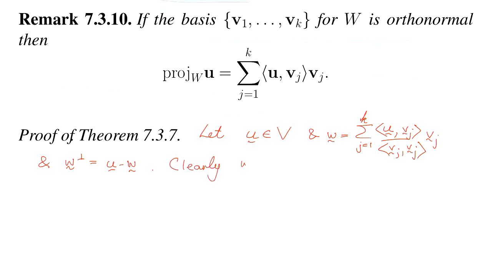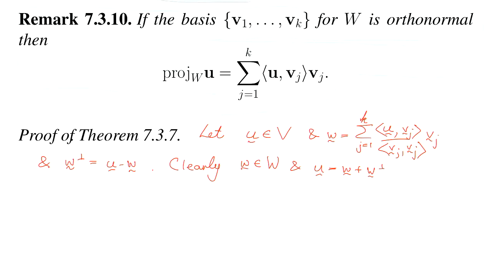So clearly, W lives in W. And U is the sum of W plus W perp. So it looks like we're done. But we're not. What do we still have to show? There are two things we've still got to show. What have we got to show? Uniqueness. We need uniqueness. But there's even one thing we've got to prove before we get to uniqueness. Yeah. We still have no idea where W perp lives, right?